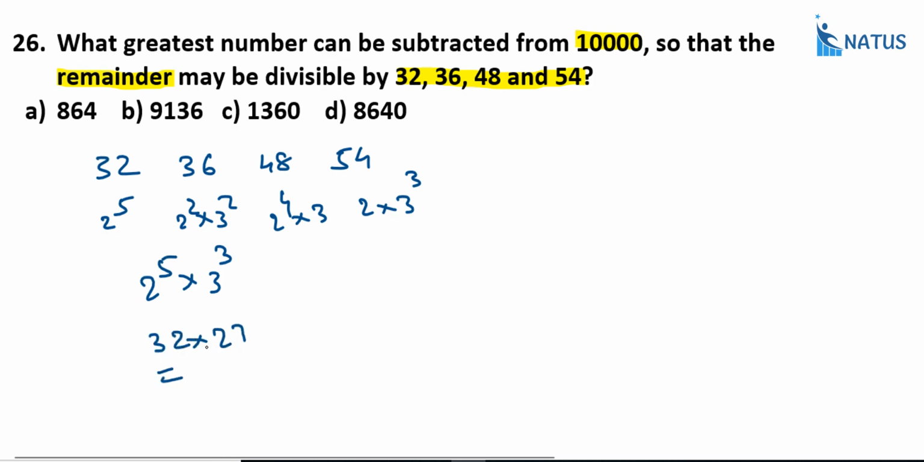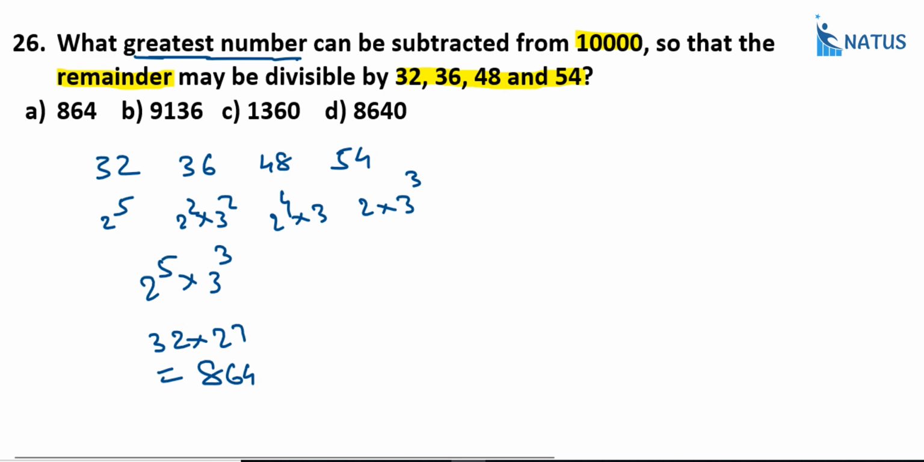Now 27 into 30 is 810, right? And 27 into 2 is 54, so that is equal to 864, right? This number is exactly divisible by these numbers. 864 is exactly divisible by these numbers. Now what do we require? The greatest number that can be subtracted from 10,000 so that the remainder is divisible by these numbers. Here the greatest number must be subtracted from 10,000.